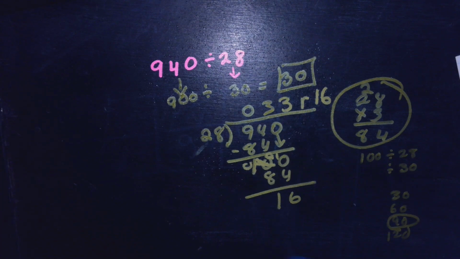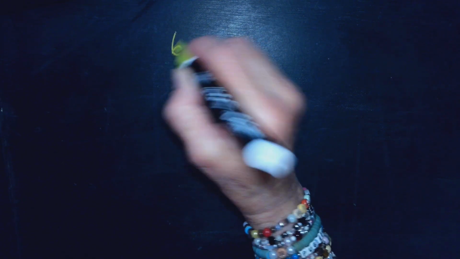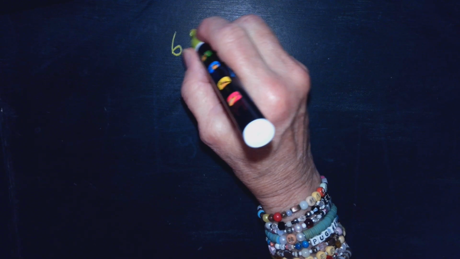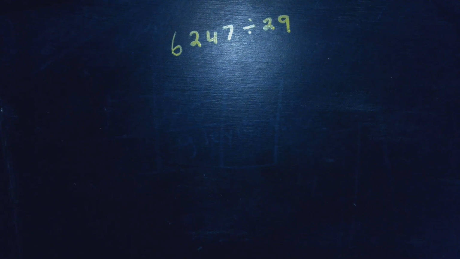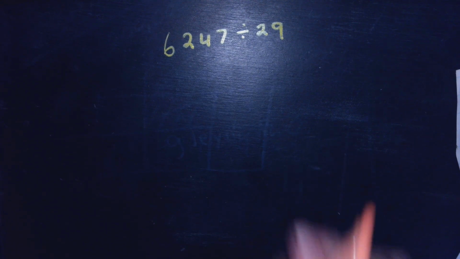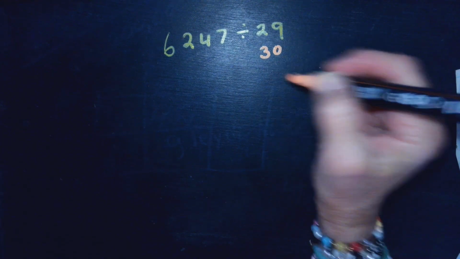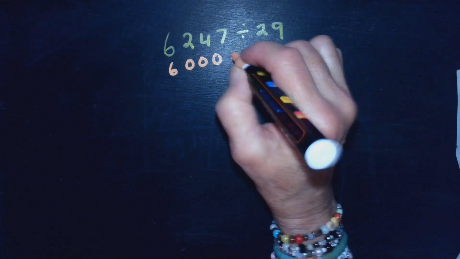Our next problem, we are going to divide a 4-digit dividend by a 2-digit divisor. And we do the exact same thing when we estimate with a 4-digit. So our problem now is going to be 6,247 divided by 29. Well, again, I chose a number that was close to 30. I didn't do that on purpose. So 29 is close to 30, and obviously 6,247 is close to 6,000.